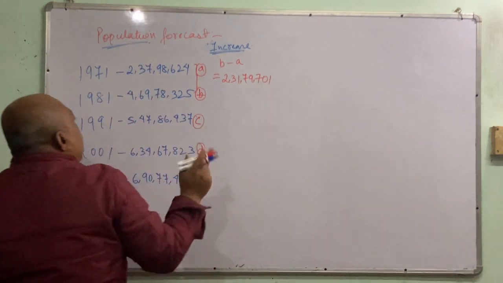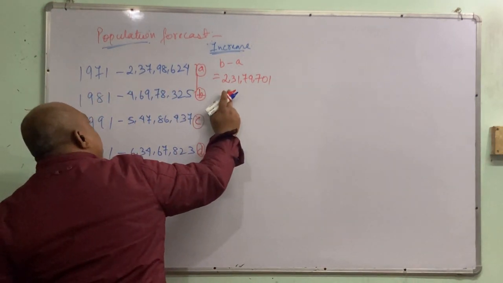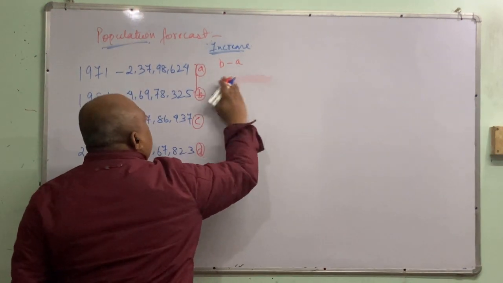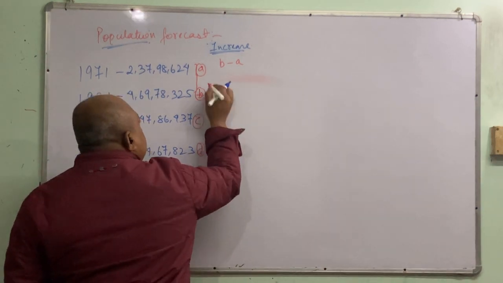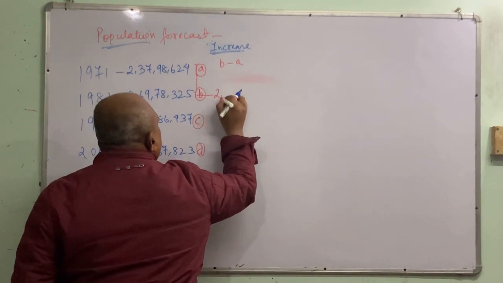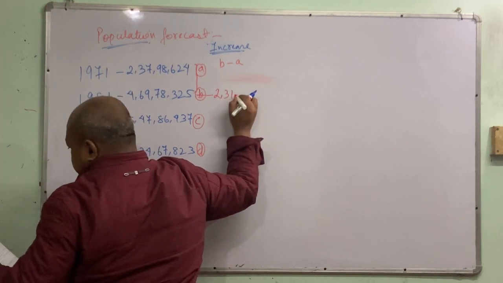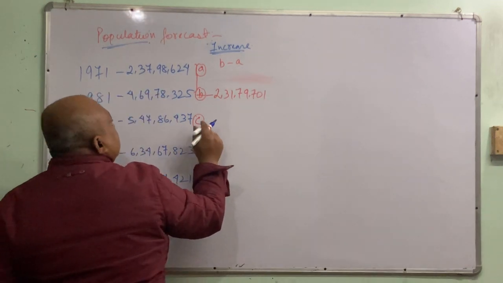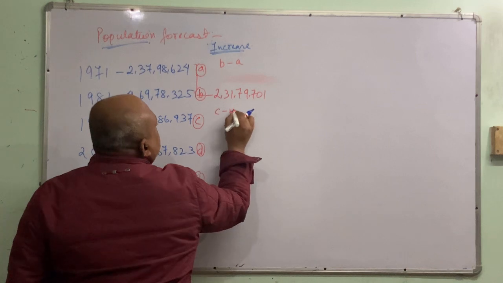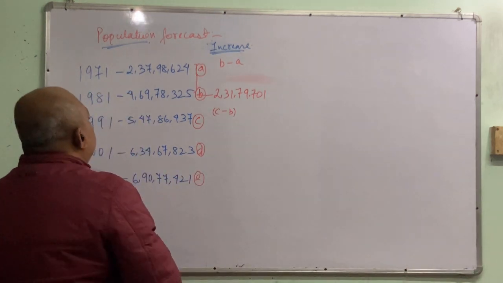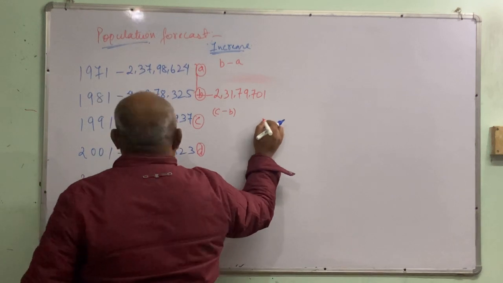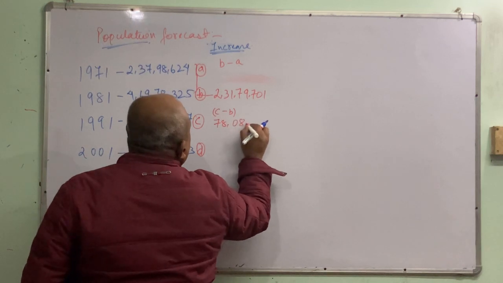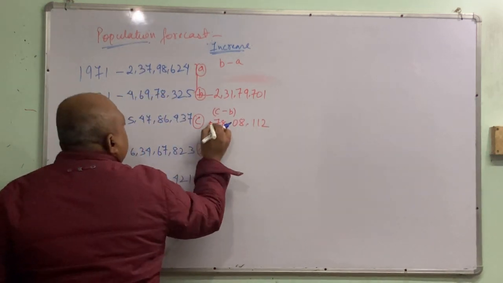B minus A is 231,79701. Please, when you write this value, write it right in the second line, the bottom part, not in the gaps somewhere, or you will rub it off again. It is for easy numericals. Next is C minus B: 7 minus 5 is 2, so it will be 7808112, right in this line.